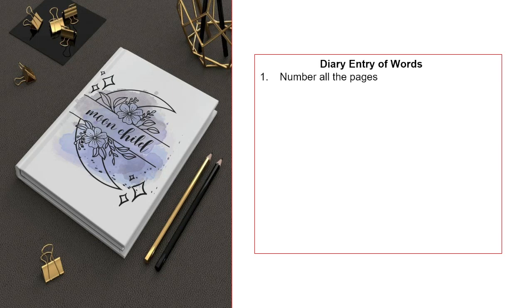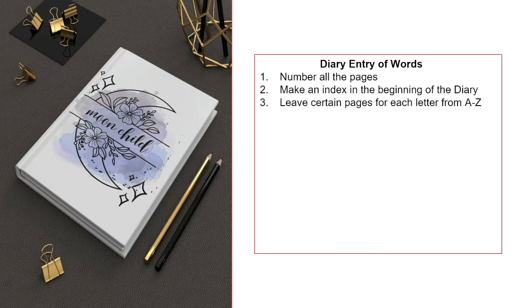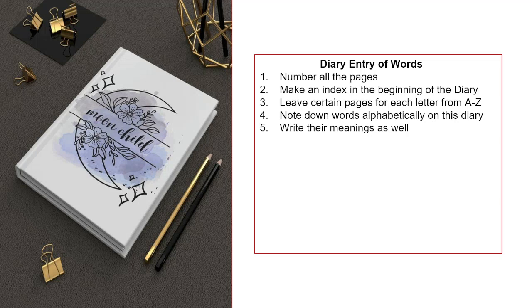Number all the pages in your diary, then make an index in front, write it down, and then leave certain pages for every letter, A to Z. And then note down words alphabetically in this diary. A word has to be in the A section, a B word has to be in the B section, and that's it. And similarly, write their meanings as well. When you are reading, you don't have to stop, you just underline, but once you have read, mark the words in different sections and then write the meanings there.